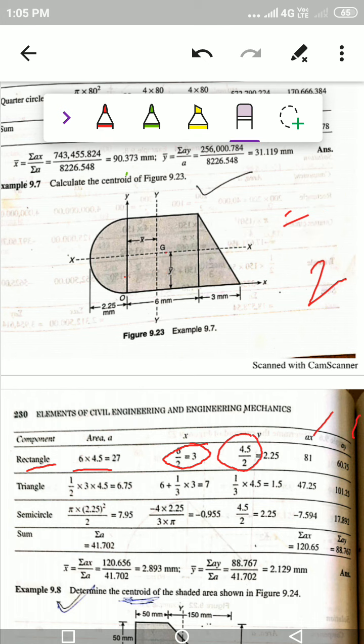The next geometrical figure is a triangle here. So you know the area of the triangle. What is the area of the triangle? The area of the triangle is half into base into height. The base is 3 meter, the height is 4.5, half into base into height is the area.